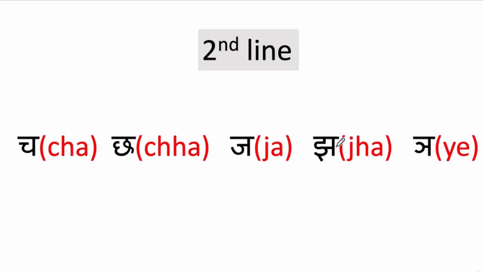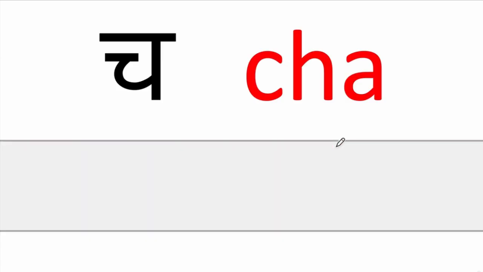Now let's move on to the second line. The first consonant of the second line is cha. Now let's learn how to write cha. Let's see one more time. That's how we write cha. Let's move further.